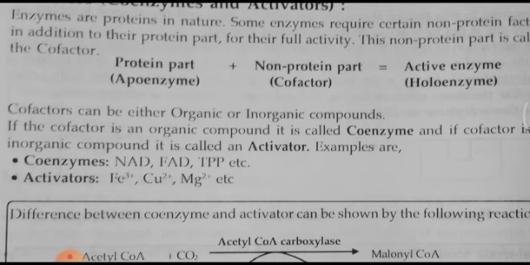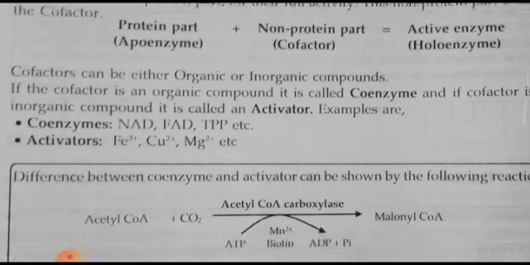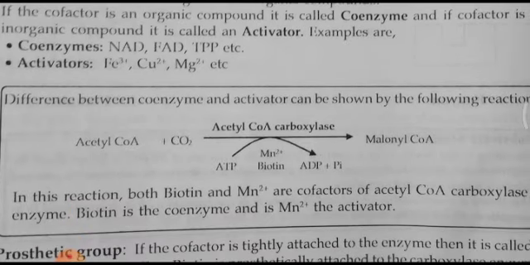Next one is the activators. Examples: iron, copper, magnesium, etc. These are inorganic metal ions. So why do we have to take different types of minerals, like copper, magnesium, iron, cobalt, nickel, selenium, sodium, potassium, etc.? Because they act as activators. Certain of these metal ions act as cofactors. In that, iron, copper and magnesium are very important. They are inorganic compounds which act as activators. So this is about cofactors.